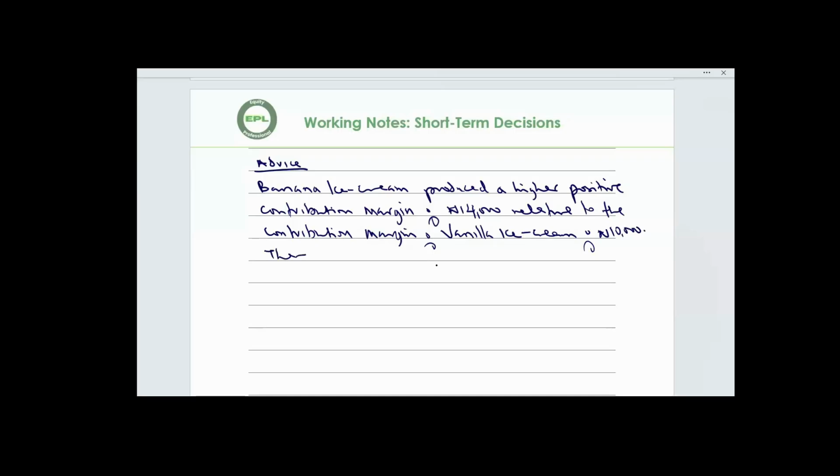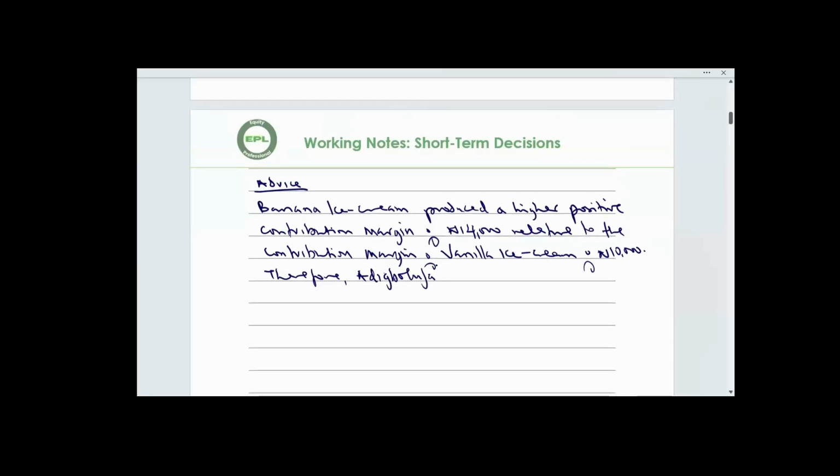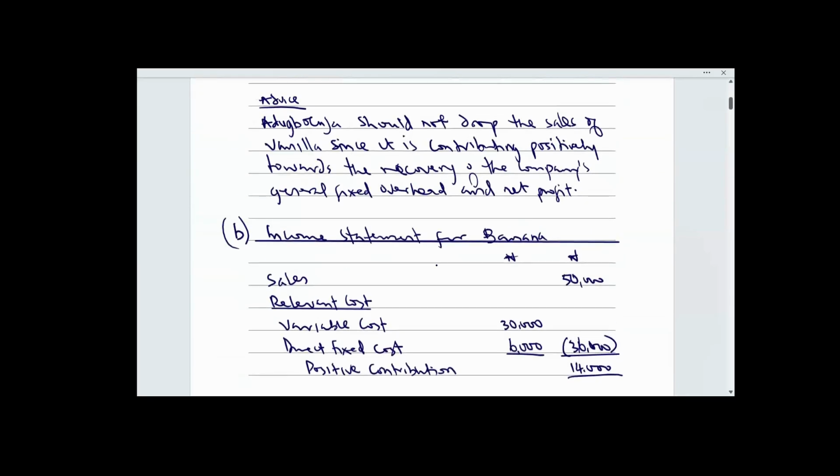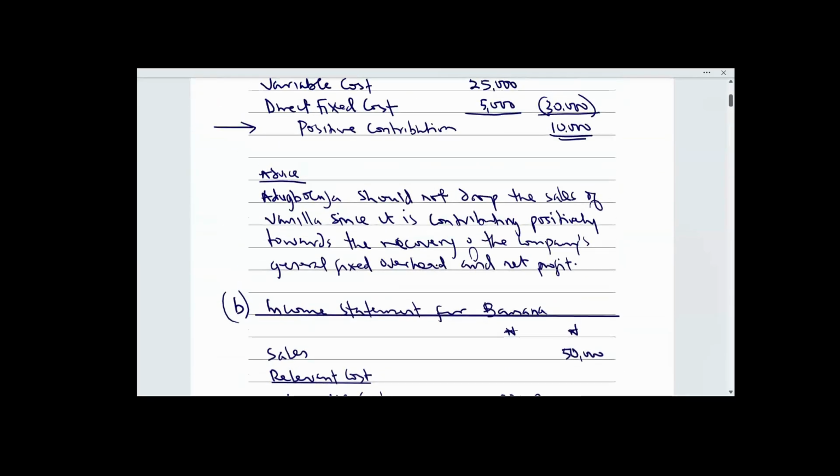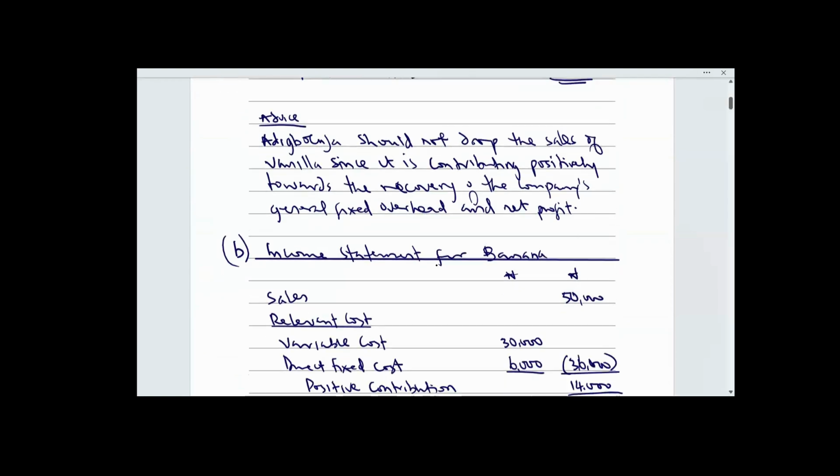Therefore, Adigbolija. I think I wrote Adigbolija the other time. Let me check. Yeah, this is Adigbolija, not Adu. It's Adigbolija. Okay.